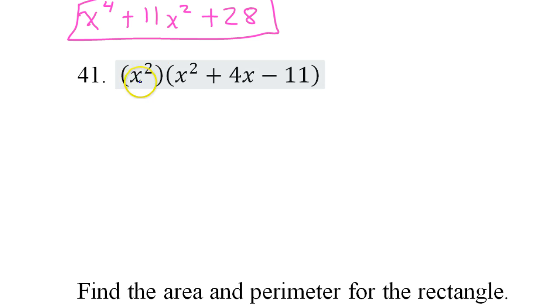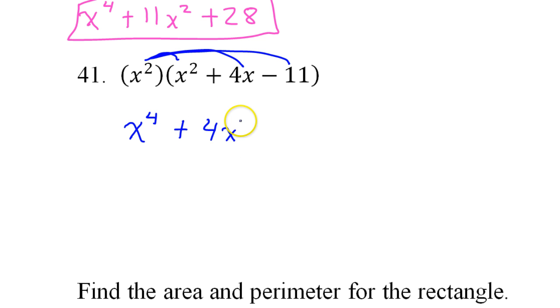Alright, for number 41, it's just a monomial, so we will just do the distributive property once. X squared times x squared is x to the 4th power. X squared times 4x is 4, and it'll be x to the 3rd power.